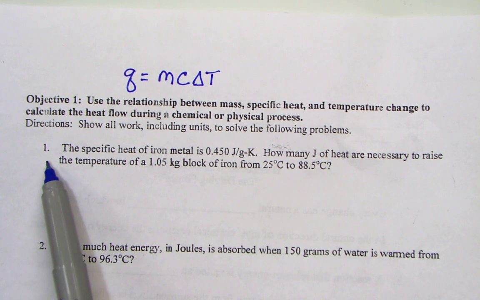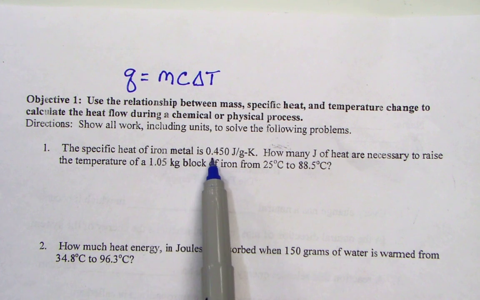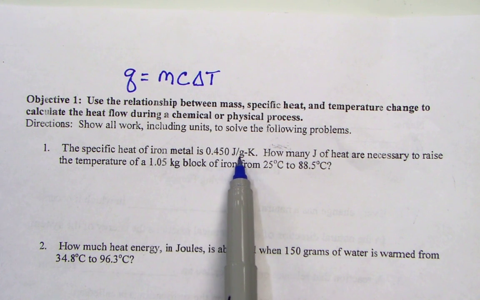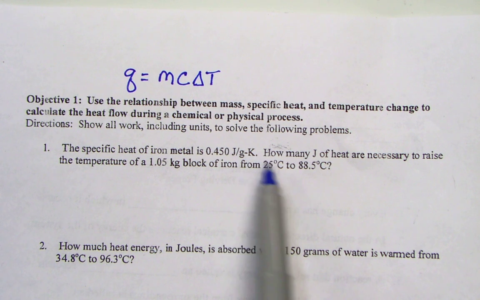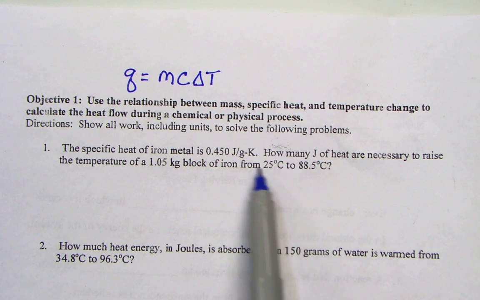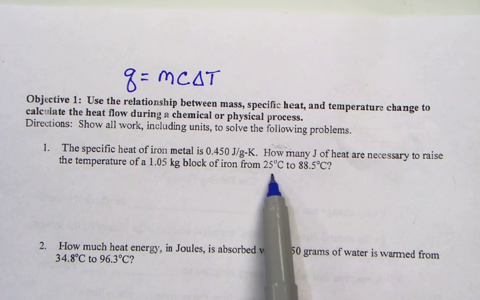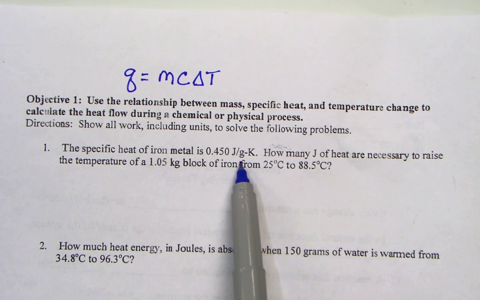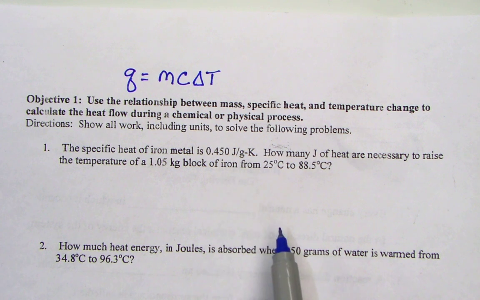Let's read through our first question. The specific heat of iron metal is 0.450 joules per gram Kelvin. K stands for a Kelvin unit. Even though our temperatures will be given to us in degrees Celsius, don't let that bother you. A Kelvin unit and a degrees Celsius unit will show us the same change. Joules per gram Celsius is also a correct unit for specific heat.